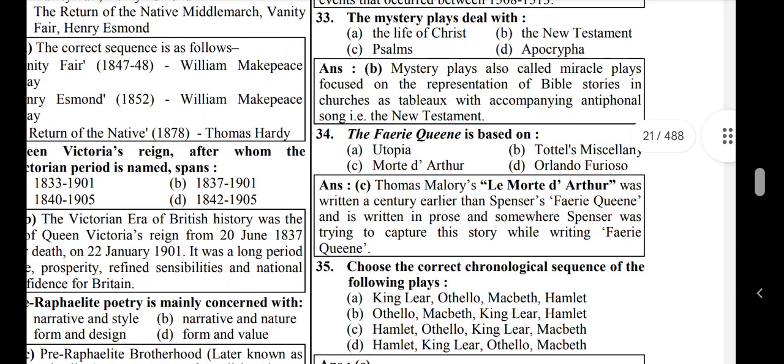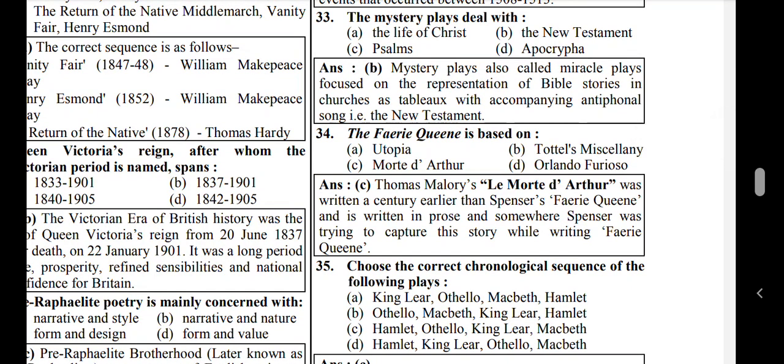The 35th question is, choose the right chronological sequence of the following plays. The options are jumbled. Let me tell you only one jumbled form: King Lear, Othello, Macbeth, Hamlet. See, these are the major tragedies of our major William Shakespeare. Let me tell you a short biodata of William Shakespeare. We should have it in our mind because we are literature students, right?